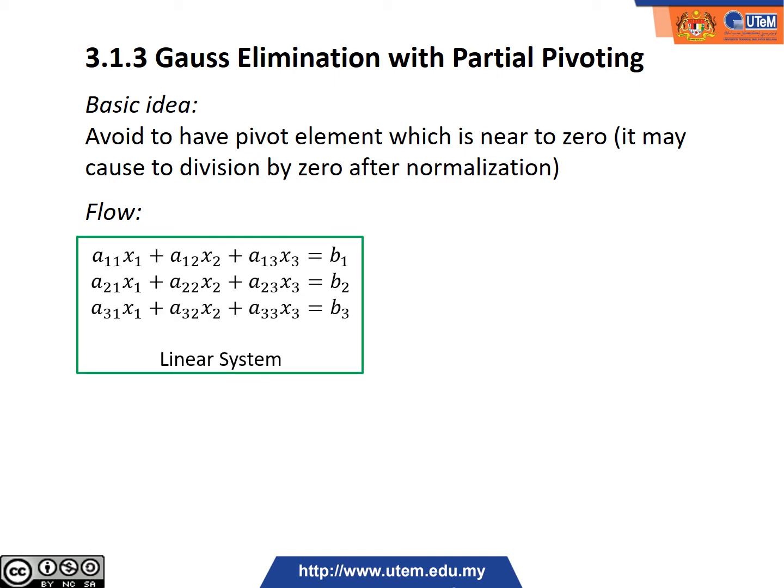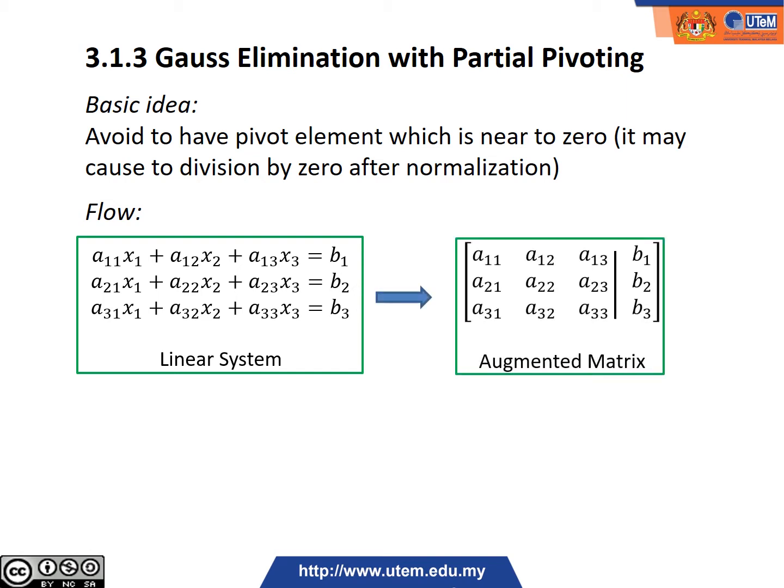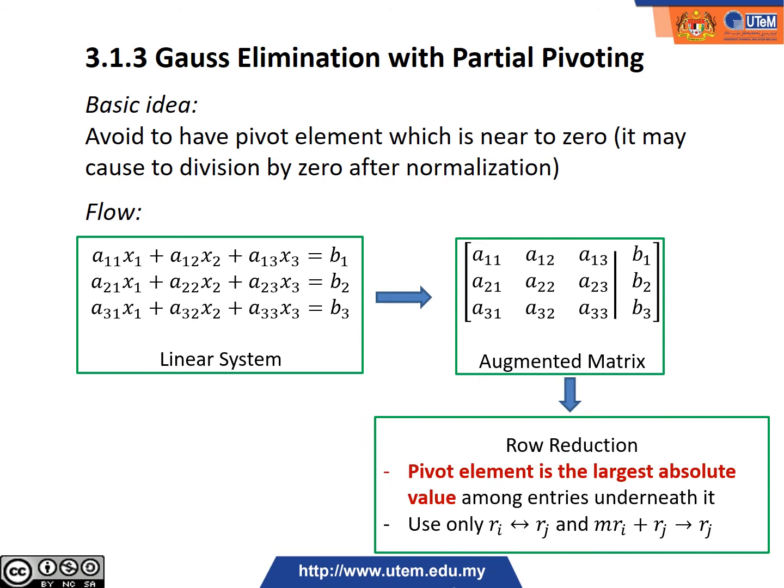Now, a set of simultaneous linear equations can be expressed in the form as shown in the slide. A linear system is firstly rewritten in the matrix form. This is then transformed into what we called an augmented matrix. Row reduction is then operated.